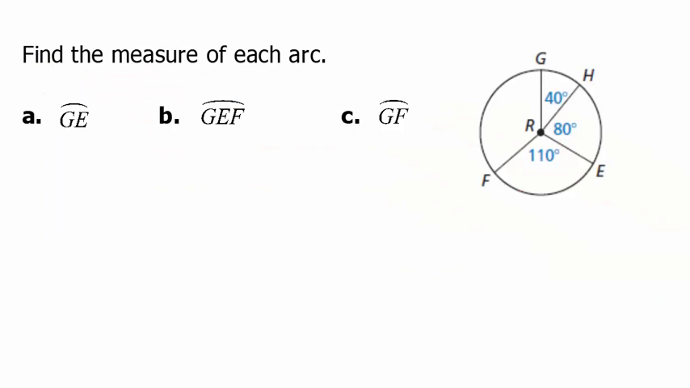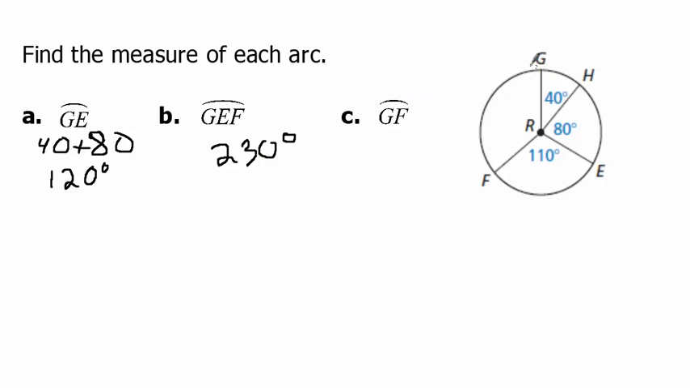Remembering that the arcs are congruent to the measure of the angles, GE, well, that's the sum of these two, so that's going to be 40 plus 80. So that's 120 degrees. To go from G to F through E, that's 120, that's 110. So that's going to be 230 degrees.